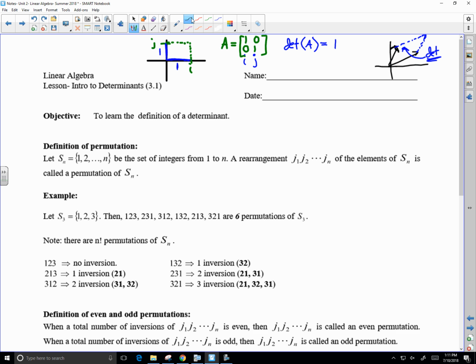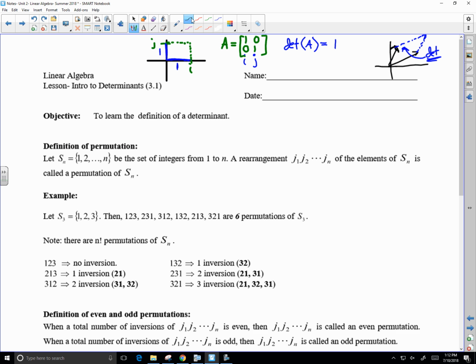Because if you're dealing with a 2x2 matrix, nice and easy. Only 2 possible ways to arrange things. But if you're dealing with a 10x10 matrix, you have 10 factorial ways of arranging things. So that would suck.